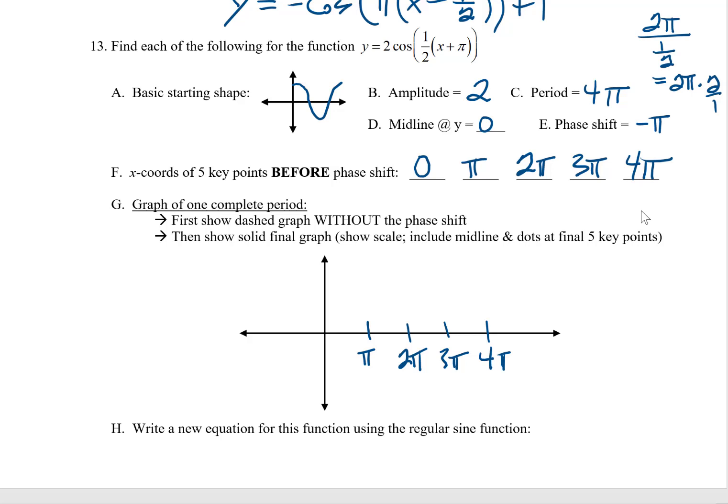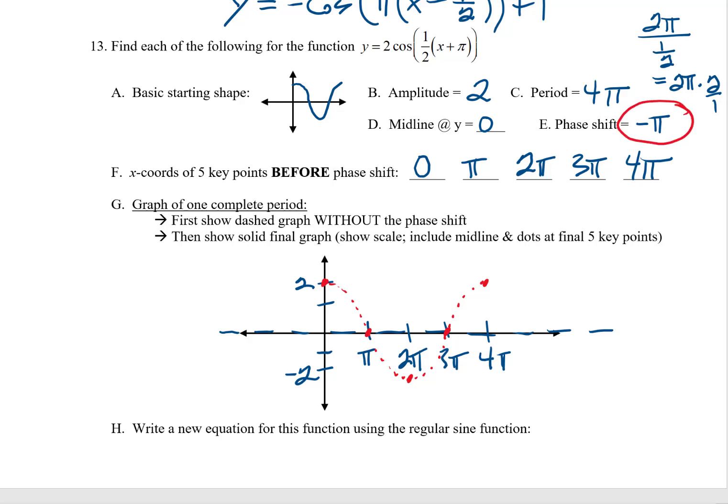I'll mark on my scale. My midline is actually just right here along the x-axis. My amplitude is 2. Okay, and I'm going to make this first picture dashed. I'm just drawing on the vase. The vase starts at the high point, and then it goes to the middle, and then the low, the middle, and back to the high. And I'll draw in our vase shape.